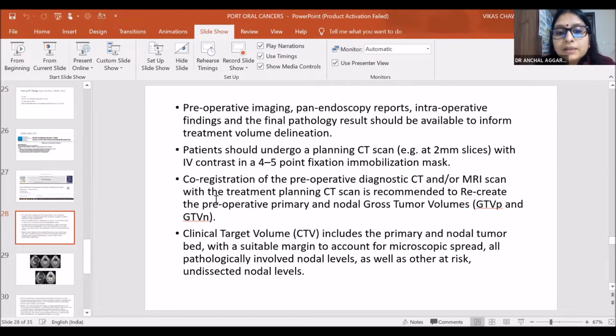mark the clinical target volume. Clinical target volume includes the primary and the nodal tumor bed with a suitable margin to account for the microscopic spread. As when you do the surgery, you take a certain margin in order to clear the tumor. Same way, we also create a clinical target volume around the pre-operative gross tumor and gross nodal tumor in order to give a certain margin to account for the microscopic spread, pathologically involved nodal levels as well as other areas at risk.